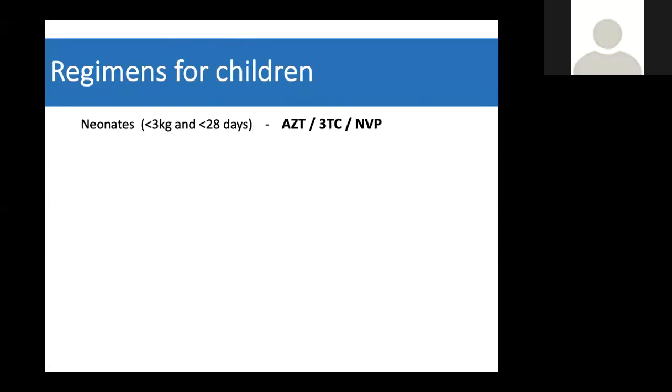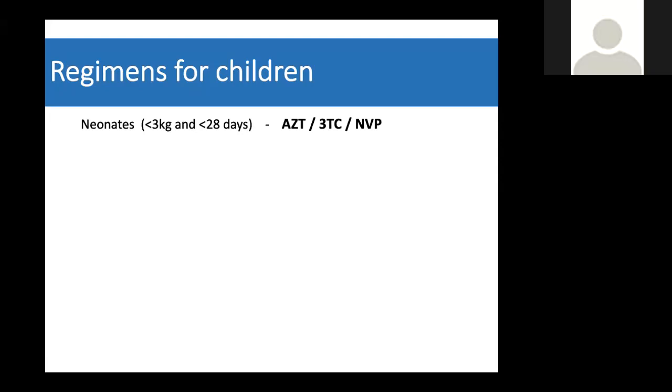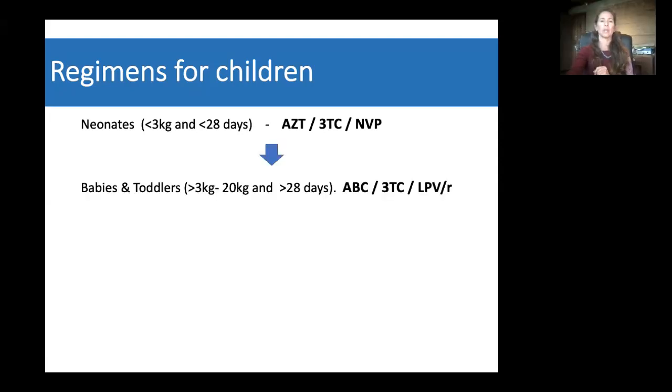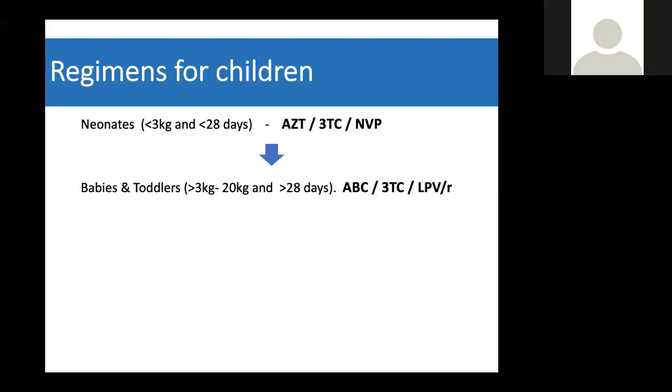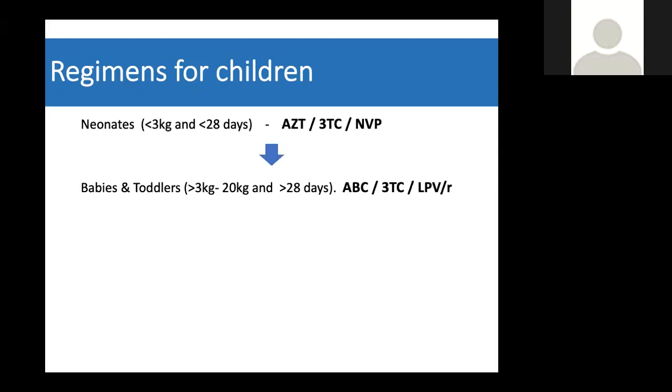So let's start looking at our regimens for children. Just to be aware, if a neonate is diagnosed and they're less than 28 days, or if they're still less than 3 kilograms at 28 days, we're going to use AZT, 3TC, and nevirapine. There are little provisos depending on their gestational age, etc., so you're going to go and look this up. That's your regimen for the first 28 days. We can't use Efavirenz or abacavir. But as soon as they're between 3 kilograms and 20 kilograms and more than 28 days in age, we can now use that old-fashioned ARV regimen we all know for children: abacavir, 3TC, and lopinavir ritonavir.